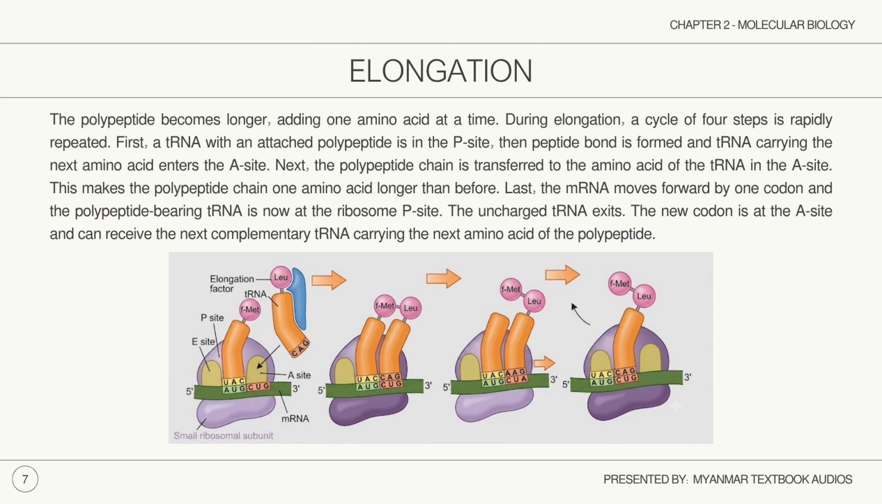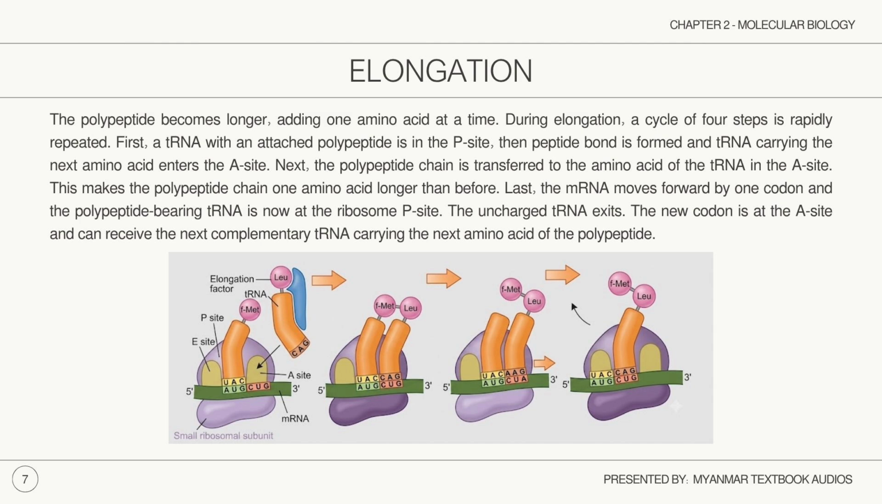Elongation. The polypeptide becomes longer, adding 1 amino acid at a time. During elongation, a cycle of 4 steps is rapidly repeated. First, a tRNA with an attached polypeptide is in the P site, then a peptide bond is formed and tRNA carrying the next amino acid enters the A site.